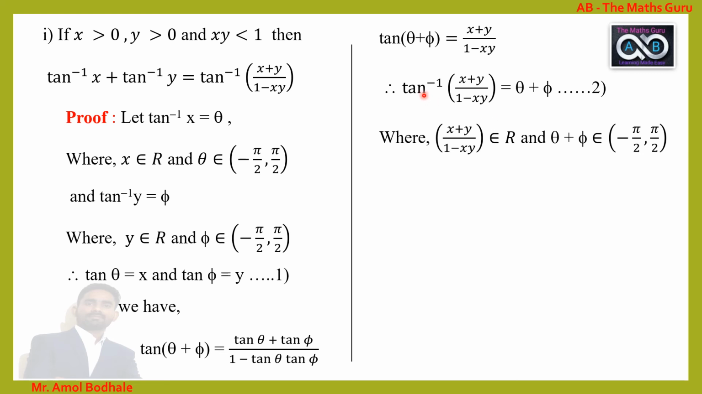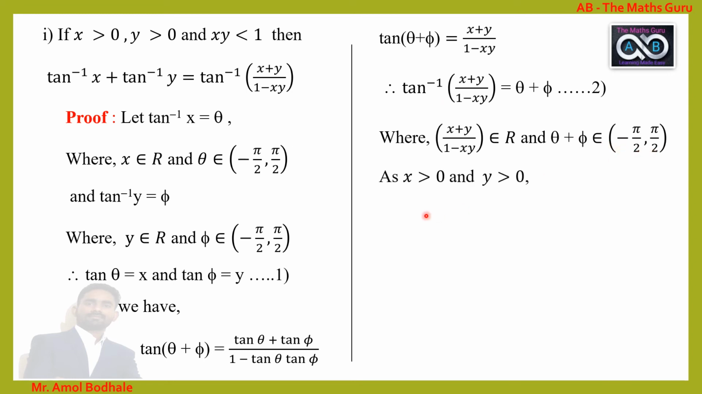But to write tan inverse of x plus y upon 1 minus xy equal to theta plus phi, what are the restrictions on x plus y upon 1 minus xy and theta plus phi? So here this term, that is x plus y upon 1 minus xy, must belong to the domain of tan inverse, which is the real numbers, and this angle theta plus phi must belong to the range of tan inverse, which is the open interval minus pi by 2 comma pi by 2.